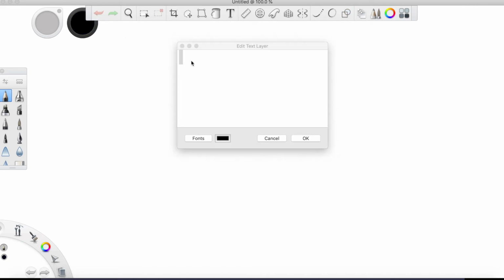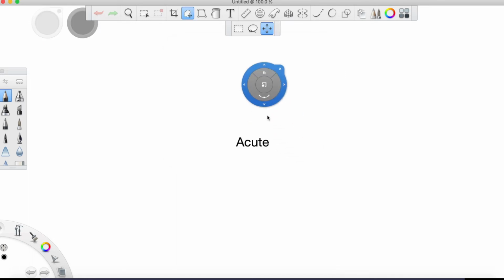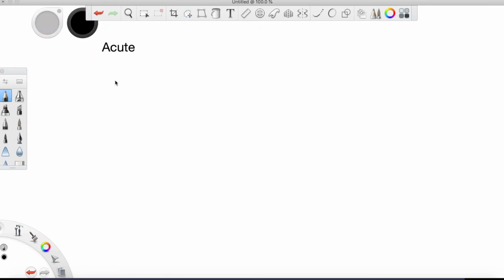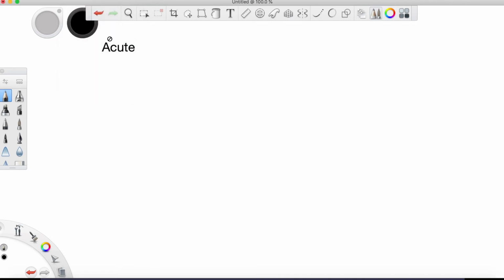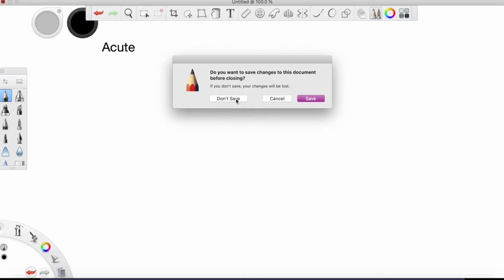So for our acute stage, let's see. Okay. Oh shoot. Why doesn't it let me do it? Okay. Bear with me. Let's just delete this whole thing here. Yeah, okay. Let's start over.